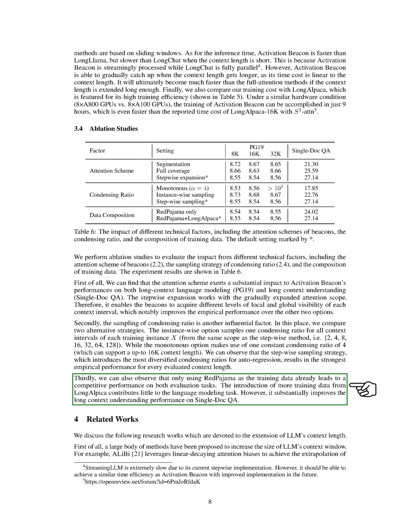Lastly, we observed that using only Red Pajama as the training data already led to a competitive performance on both evaluation tasks. The introduction of more training data from Long Alpaca contributed little to the language modeling task, but it substantially improved the long context understanding performance on single doc QA.